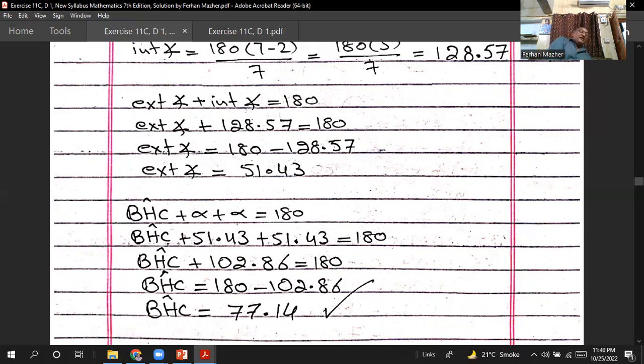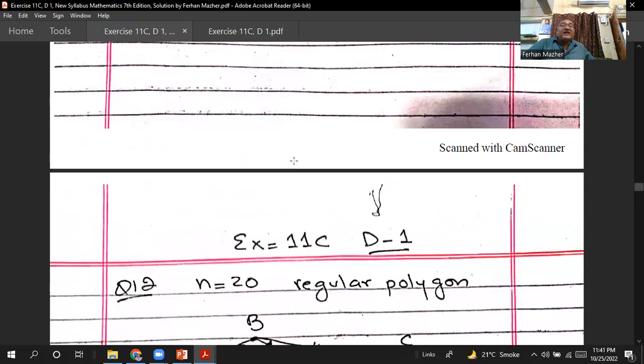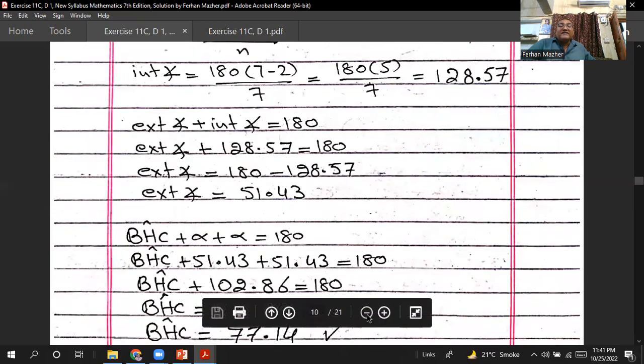Now that triangle is an isosceles triangle because both these angles are alpha. So BHC plus alpha plus alpha equals 180. So BHC plus 51.43 plus 51.43 equals 180. So BHC plus 102.86 equals 180. So BHC will be equal to 180 minus 102.86, which is 77.14. So this is how you will find the angle BHC. Hopefully you understand this question.